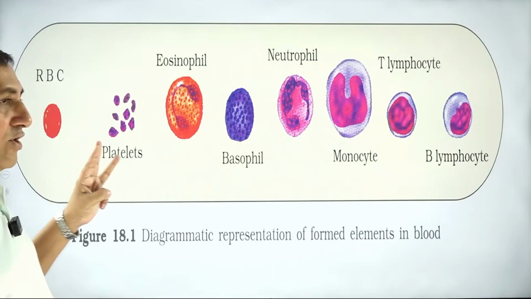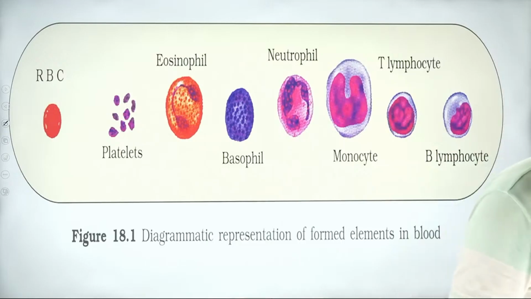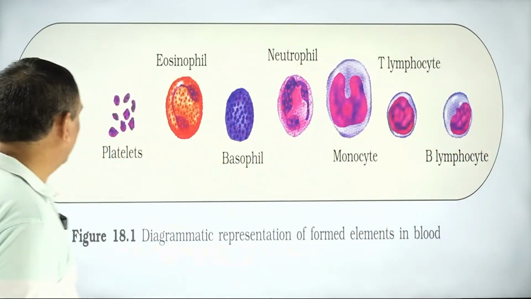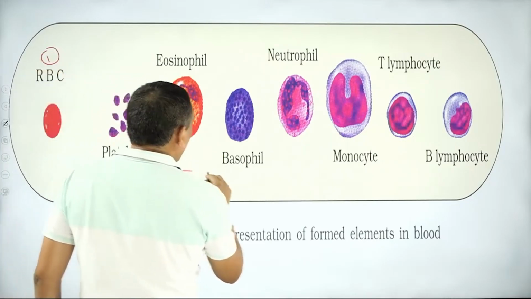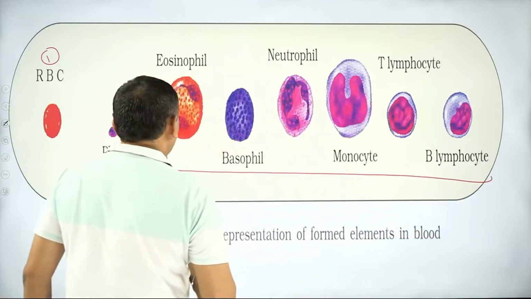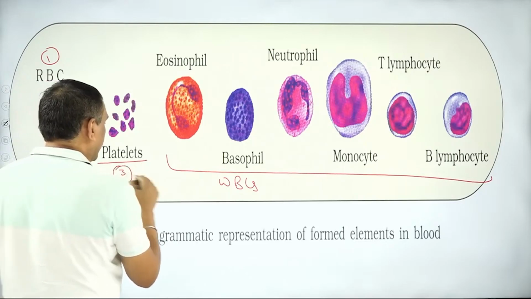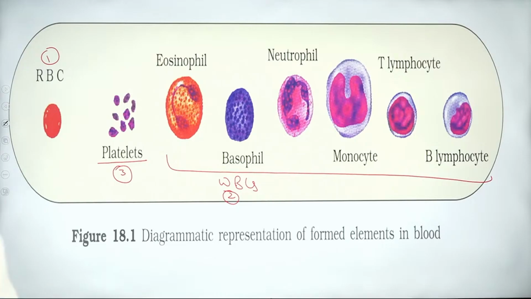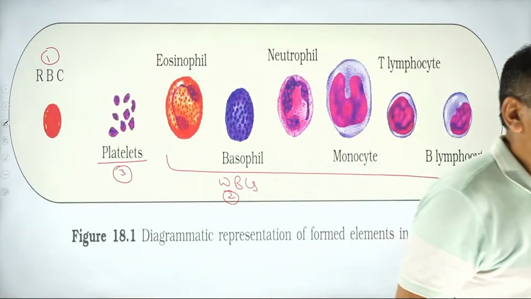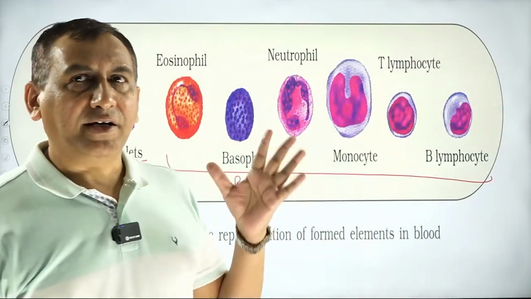Here only, yes, all the three. What are the three categories? Yes, very good, Bhavna. RBC, WBC and platelets. One is the RBC. These all are the WBCs. And this one is the platelets. This one is the platelet, that is the third one. So all the blood cells are divided into three: RBCs, WBCs and platelets.